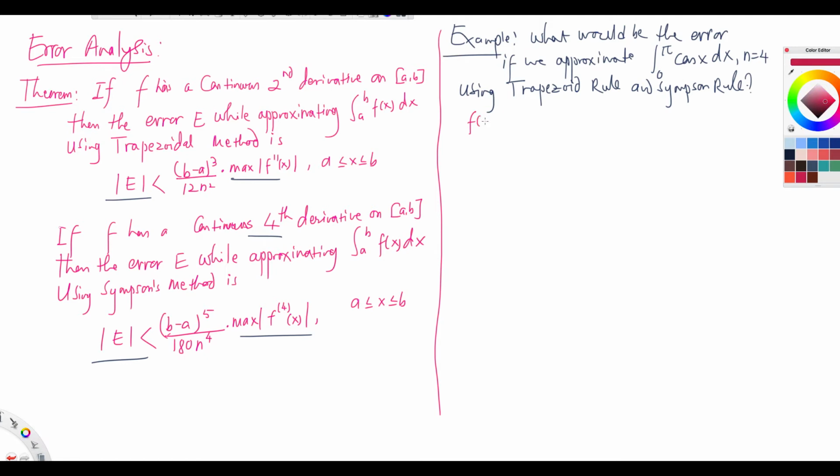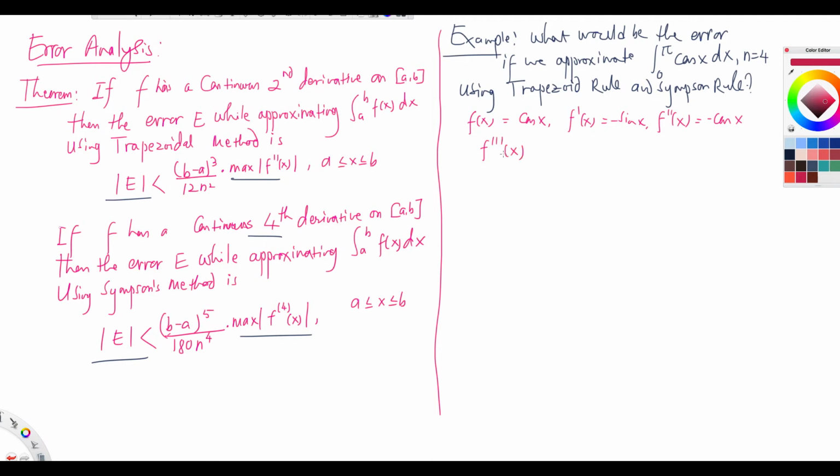F of x is given as cosine of x, right? What will be f prime of x? That will be negative sine x. What will be f double prime of x? That will be negative cosine of x. What will be f triple prime of x?